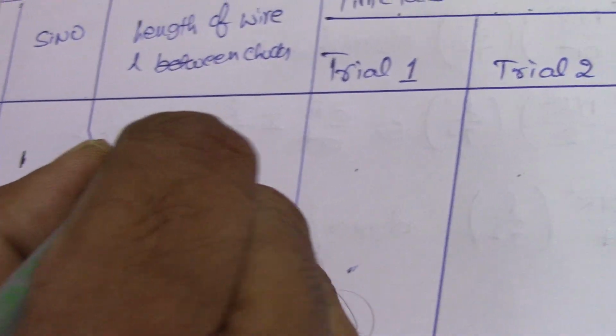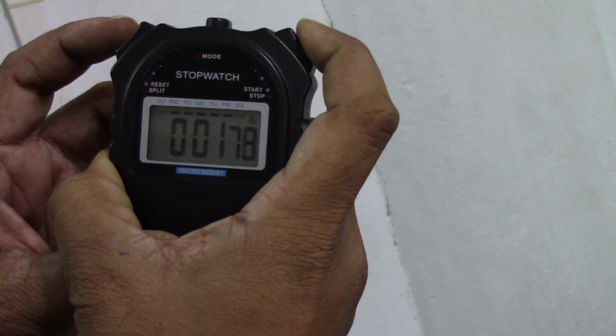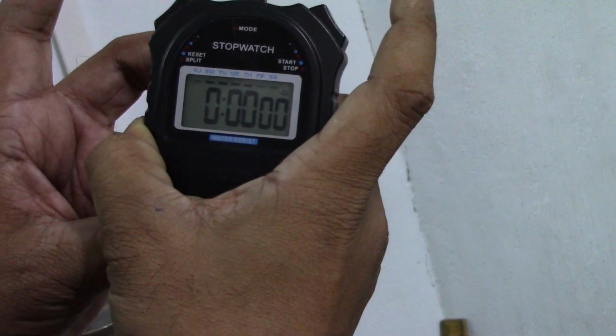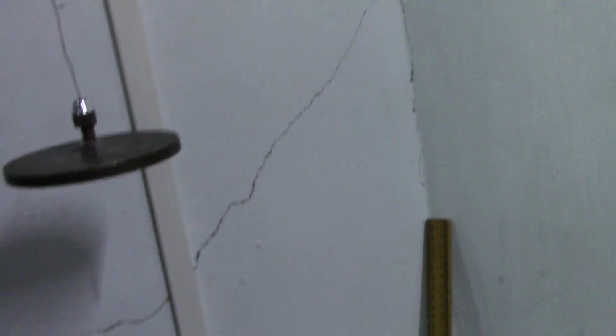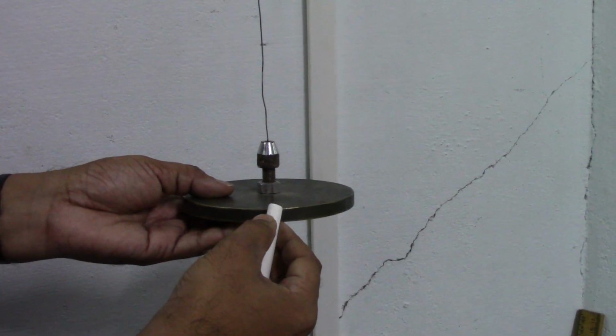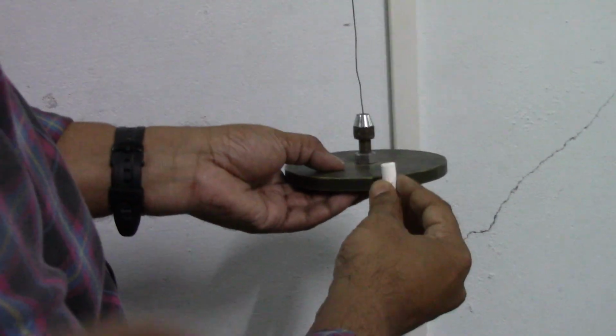Here the length I already set to 50 centimeters. Now let us calculate the time taken for 20 oscillations. For this we need a stop clock. Here this is start, 1 second, 2 seconds, like that. The same one is stop and this is reset. To calculate the time taken for 20 oscillations, let us take a reference point.